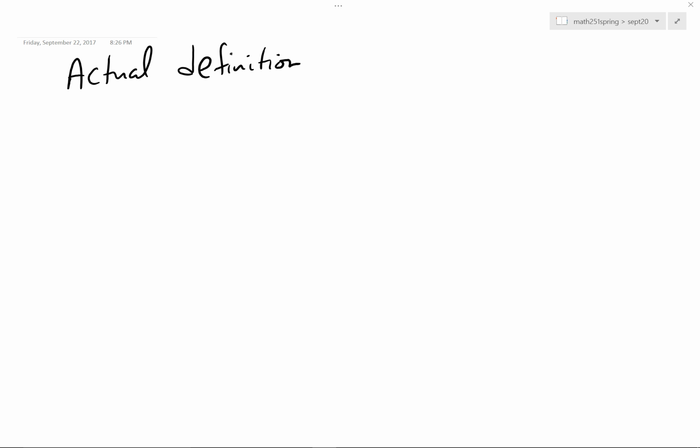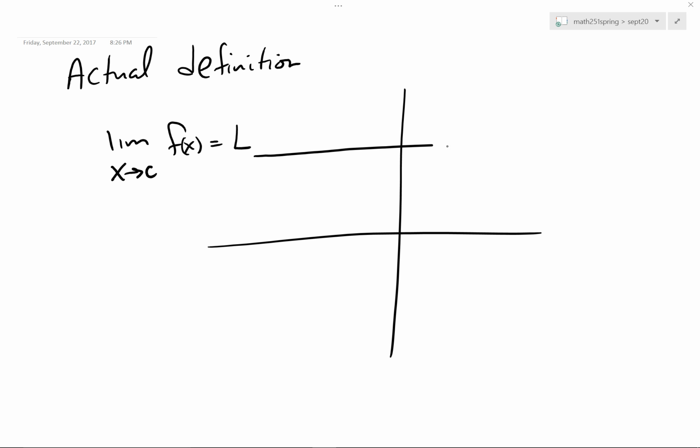And so, the actual limit definition looks like this. So, when we do this, we say that, all right, as x approaches c, that's what we've been saying, sort of. So, the limit as x approaches c of f of x is equal to L. Now, what does that look like on a graph? Well, here's L. It is just some y equals L. It's a y value. Here is x equals c.